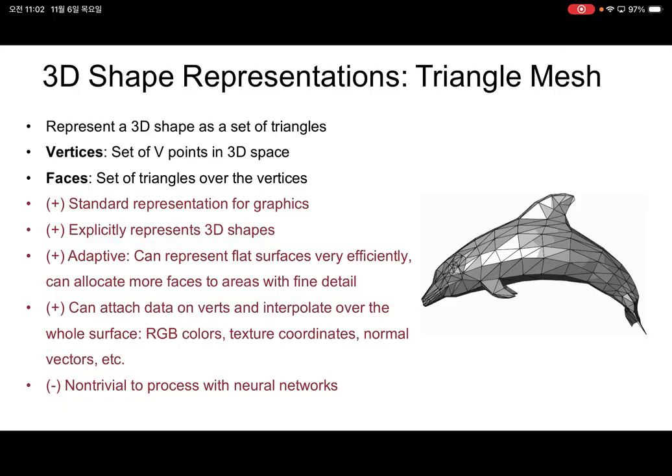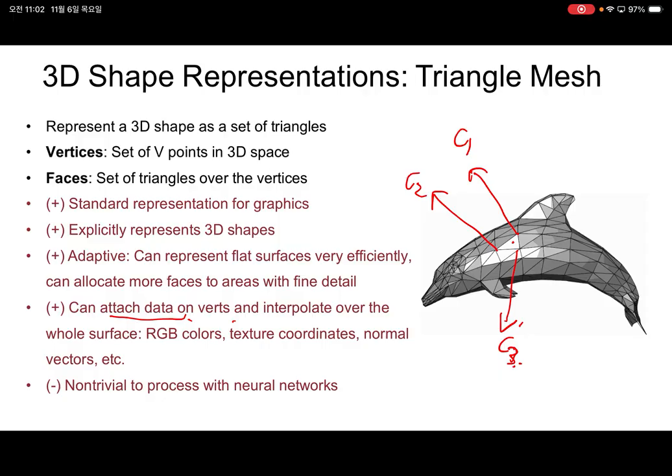And another good point is that it can attach data on vertices and interpolate over the whole surface: RGB colors, texture coordinates, normal vectors. For example, let's say there's a dolphin here. Let's say we have this triangle face, and we know color 1, color 2, color 3. We know the colors of each vertex. Then how can we get colors of points inside the triangle? How can we get them?